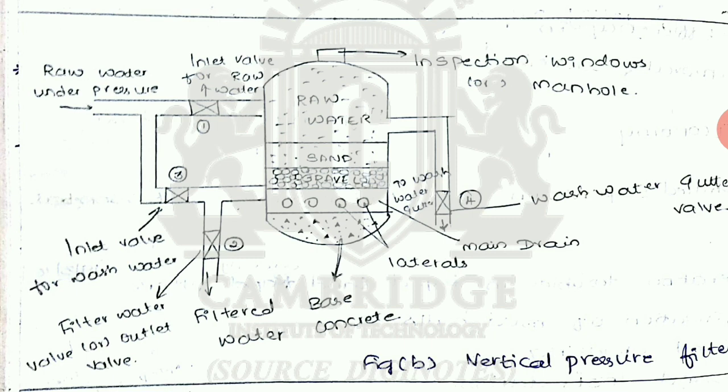This filtered water is moving towards valve number 2, that is the filtered water. This filtered water can be used for further treatment like chlorination and all, to kill bacteria, for controlling biological parameters.